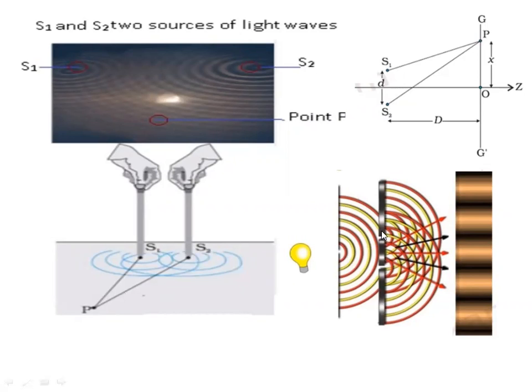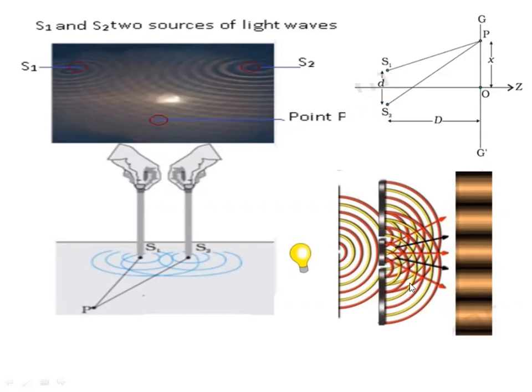Like this, here also we are creating coherent sources by using a single light source. One single light source is used, and the light rays are passed through a single slit, and wavefronts are created like this. After that, there are two slits kept at a particular distance d, and these two slits act as secondary light sources. According to Huygens' principle, each point of the secondary wavefront will behave like a secondary source. Similarly, here S1 and S2 also will behave like secondary sources.